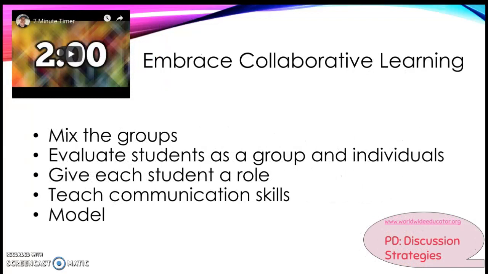Embrace collaborative learning. I love kids working together. I love them discussing and chatting and trying and struggling and supporting each other. But you have to coach them. You have to model what that looks like. You have to teach them how to communicate. I agree with you about this. I disagree about this. Next time, won't you do this? And you'll see that in our gallery walk.